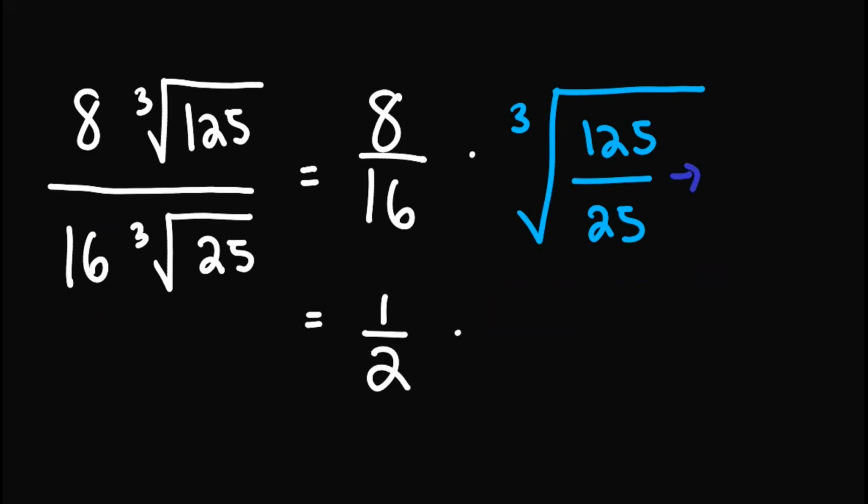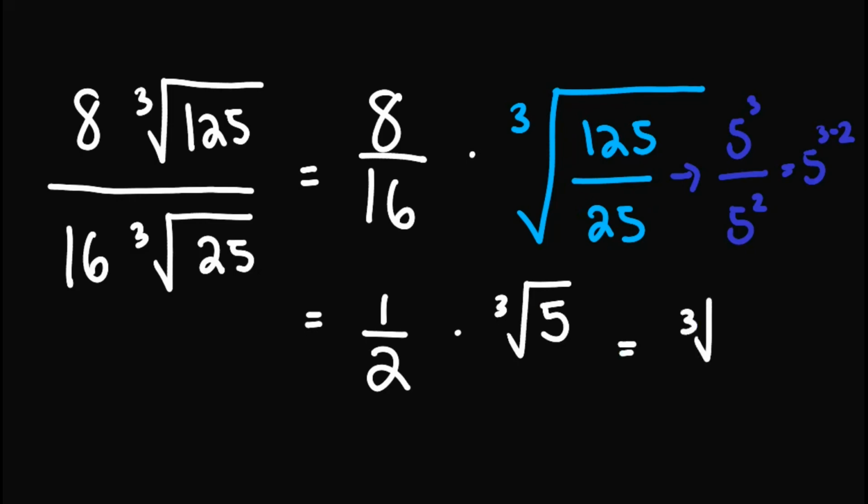Indeed, we can write this one inside as 5 cubed over 5 squared. So by laws of exponents, simply 5 raised to 3 minus 2, or simply 5 raised to 1, or 5. So we have here the cube root of 5. So simplifying, this one is equal to cube root of 5 over 2. So that is how we deal with dividing radicals with whole numbers in it. So basically we split them up.